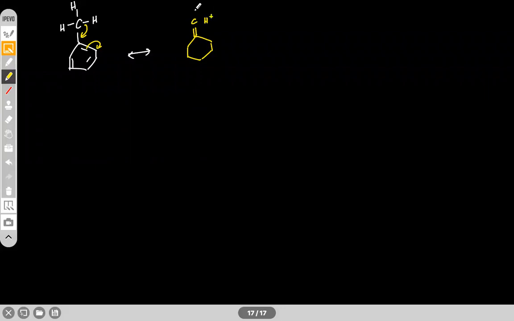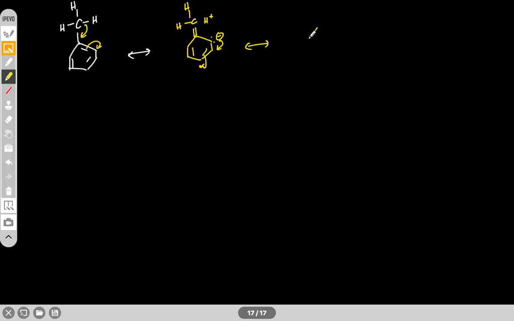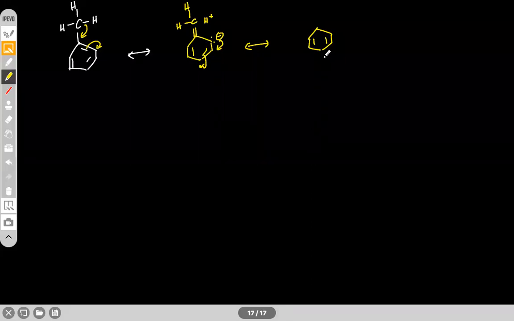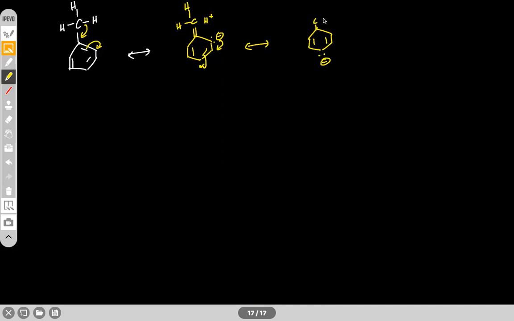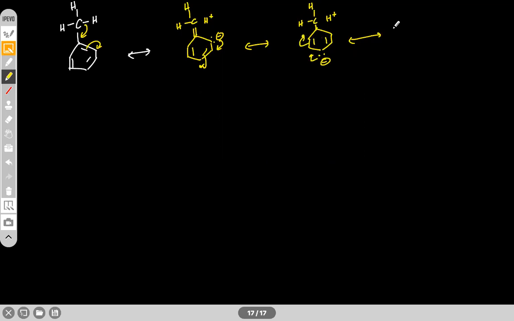With H plus, H and H. Negative charge. And then we can further draw this structure, a resonating structure like this. So this molecule is this. H plus, H and H. Further, if you draw, this comes over here, this goes here.